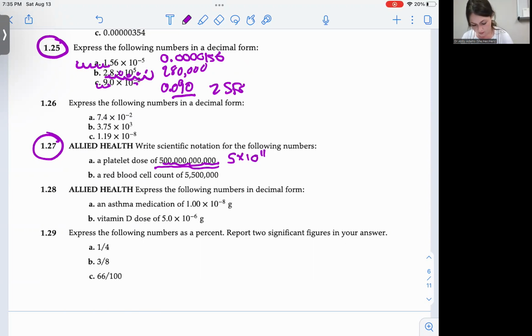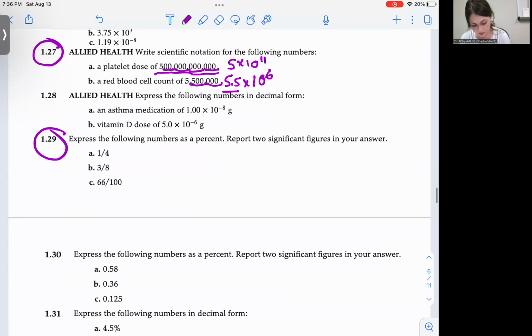A red blood cell count of 5,500,000. Okay, so 1, 2, 3, or you could just go 3, 6. So that's 5. And so you have two significant figures, 5.5 times 10 to the 6. So in your coefficient, use the right number of significant figures, the number that you were given in the problem.